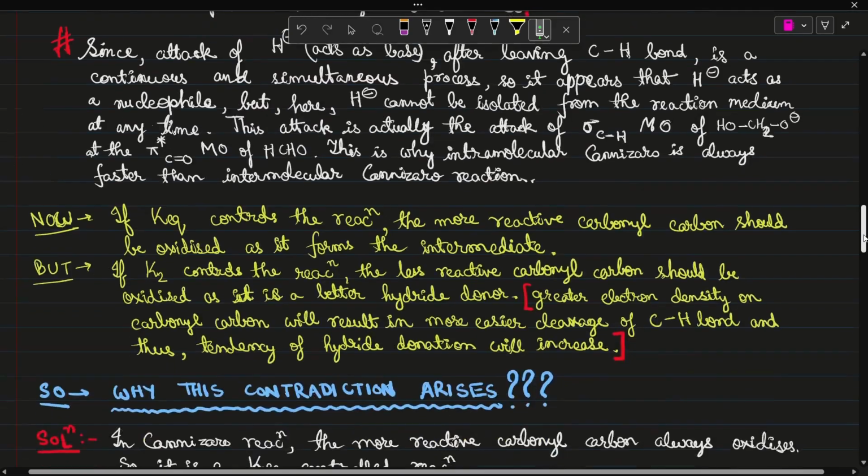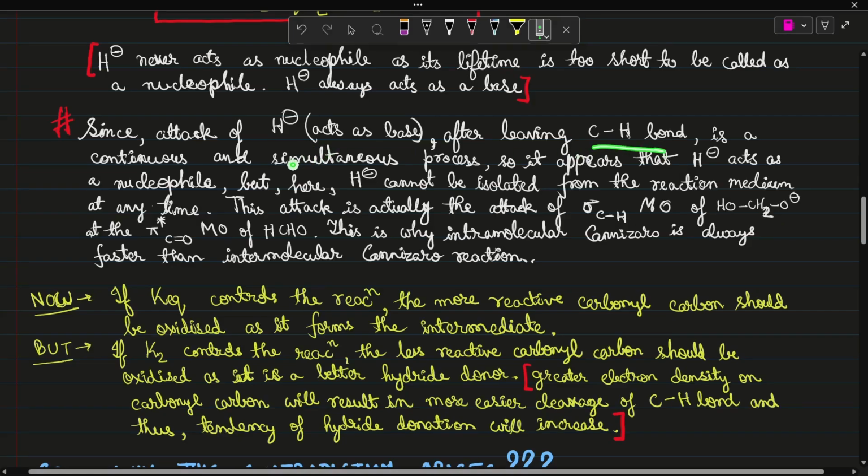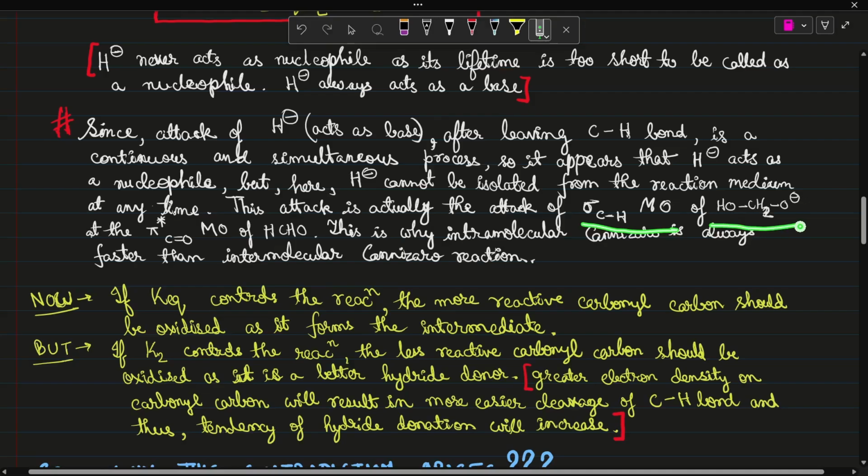Now, since the attack of H minus, which acts as a base after leaving the CH bond, is a continuous and simultaneous process, it appears that H minus acts as a nucleophile. But here, H minus cannot be isolated from the reaction medium at any time. That is why we concluded that it is not a nucleophile, because any nucleophile has a definite lifetime, or it can be isolated. So this attack is actually the attack of the sigma CH molecular orbital of HOCH2O minus at the pi antibonding MO of the C double bond O of HCHO.